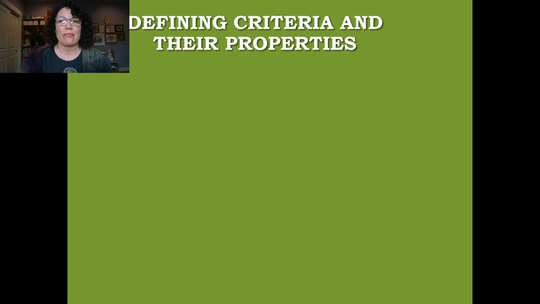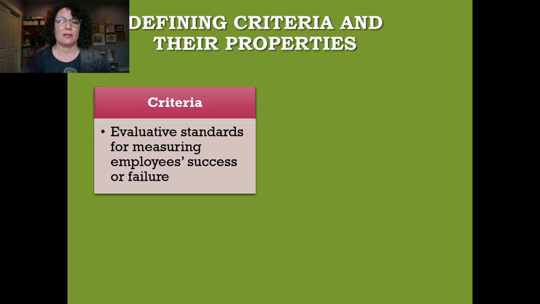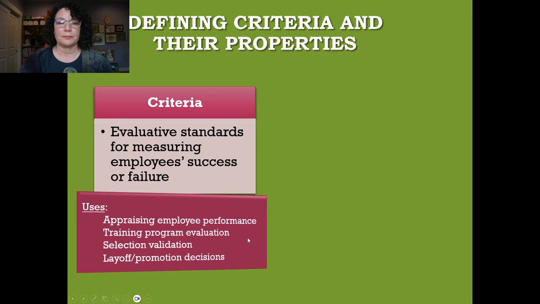All right, so defining criteria and their properties. Criteria, or criterion, would be an evaluative standard for measuring employees' success or failure. Generally there are multiple criteria for evaluating employees' success or failure. So these are going to be our benchmarks for determining employee success or failure.